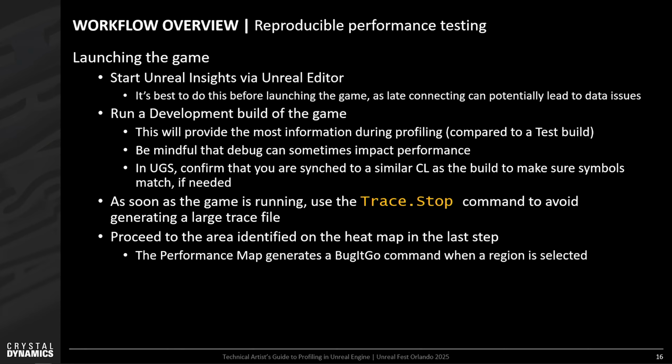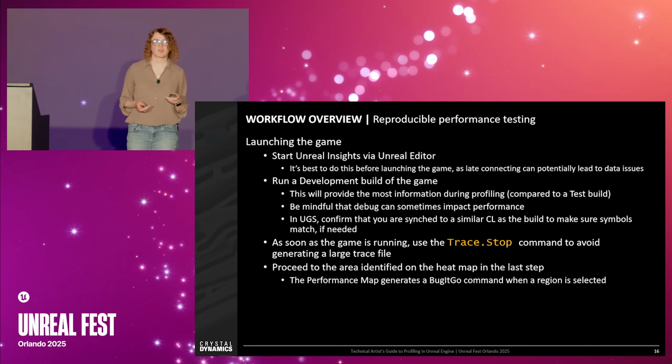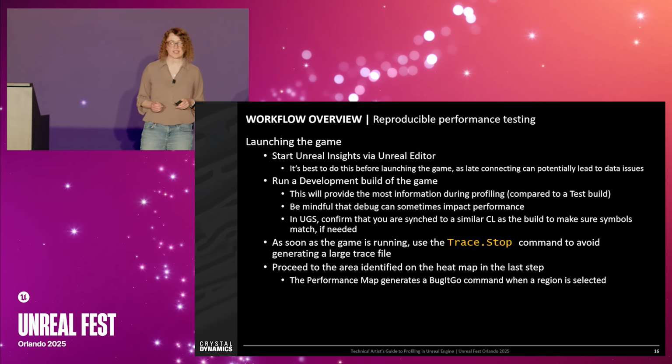This is going to provide us the most information during profiling compared to a test build where a lot of that information is stripped out. But in general, we'll run fast enough to be generally representative of what we're trying to profile. We do want to be mindful, though, that it's not going to be exactly representative. So debug is sometimes going to impact performance, and we should keep that in mind when we're looking at our profiles. Also in UGS, you'll probably want to confirm that you're synced to a similar change list as the build to ensure that symbols match, just in case that's necessary later.